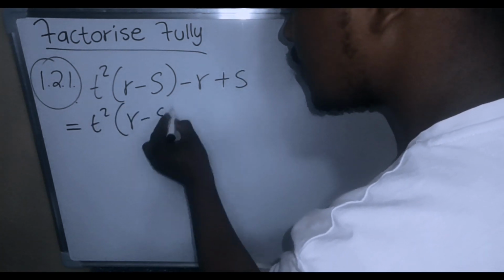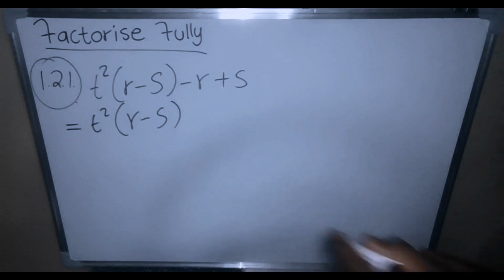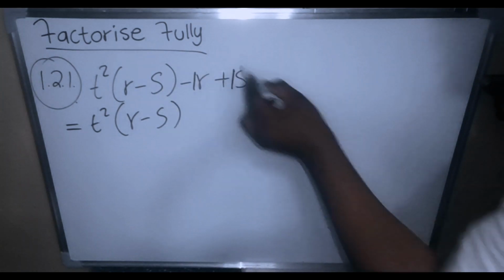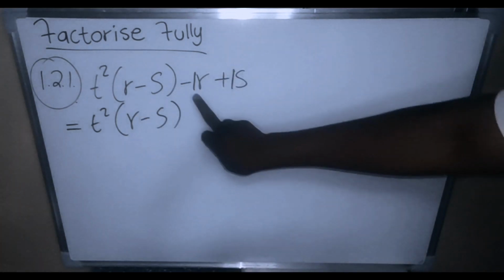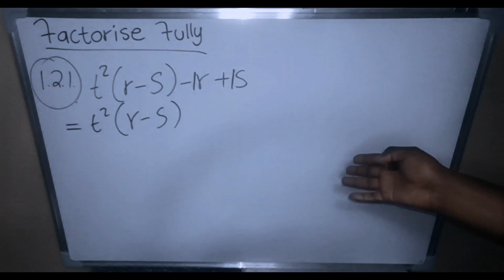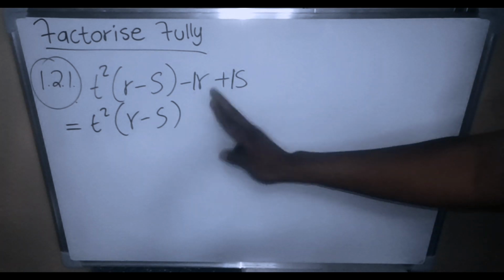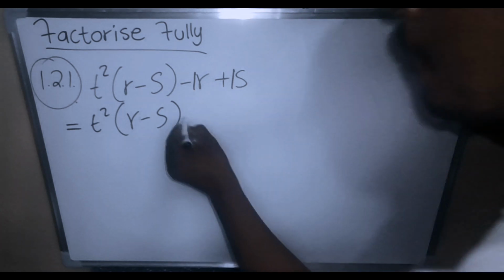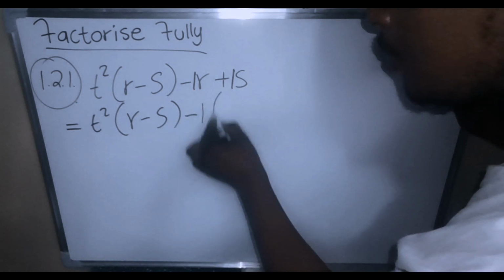R minus s. Now, here's the thing. We have got -1 here, and I've got +1 here. Now, what is common between -1r plus 1s? What's common? 1. Therefore, I can take this -1 outside the bracket. This -1, this one, -1. Already. Then I open the bracket.